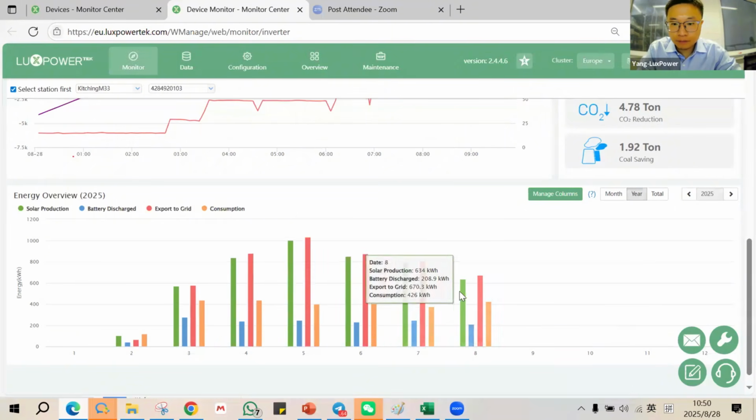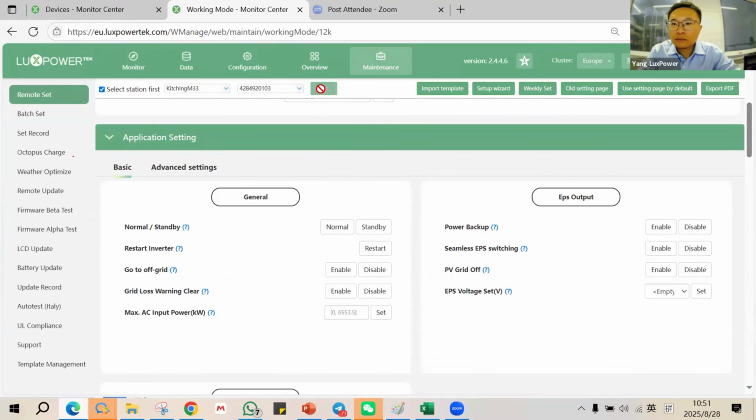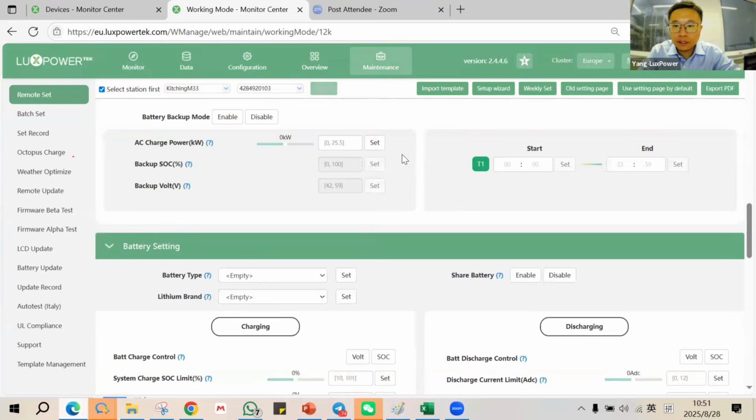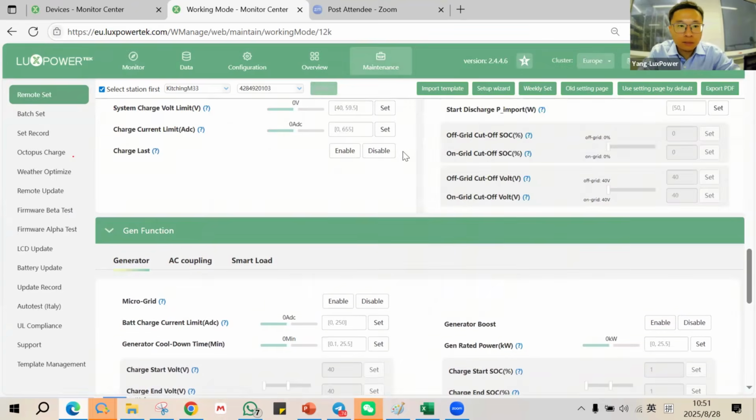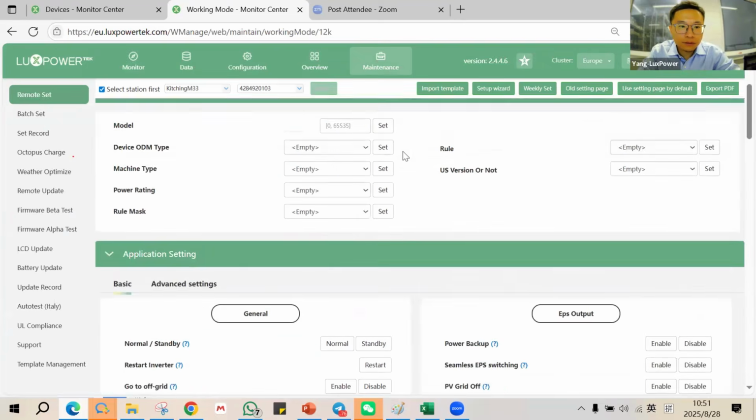Yeah, as you can see here, from last month, it generated like 789 kilowatt hours and exported like 806. And battery discharge 207. Yeah, it definitely has enough power for these guys. Now there will be some problem with settings. I think the internet is not that good. But I will show you guys here. You know what I'm saying.